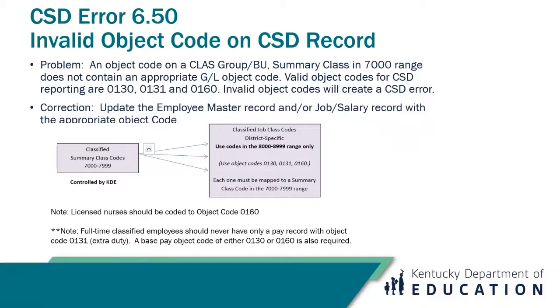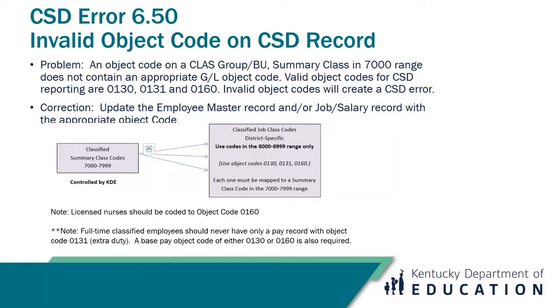So CSD error 6.50, we see this a lot. It's an invalid object code on the CSD record. The problem here is that the object code on a classified group BU, summary class in the 7,000 range, does not contain the appropriate GL object code. Valid object codes for CSD reporting are 0130, 31, and 60. Invalid object codes will create a CSD error.